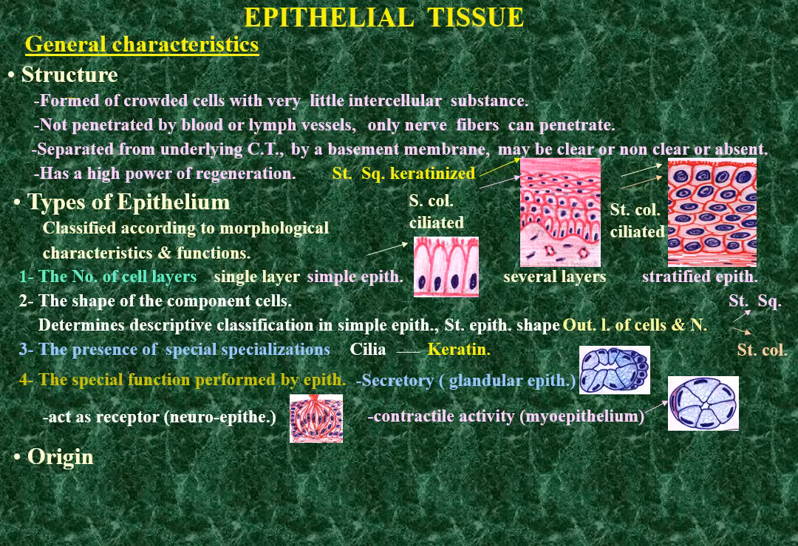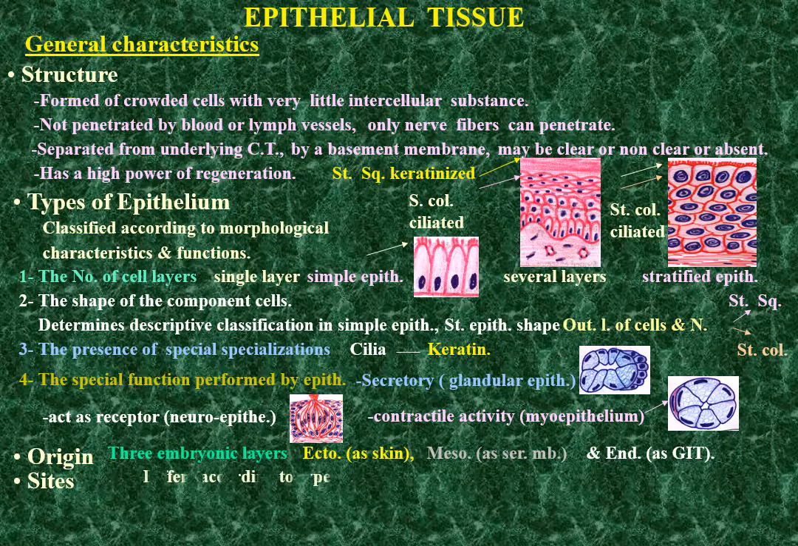Origin. Epithelial tissue is derived from the three embryonic layers, so it may be ectodermal as in skin, mesodermal as in serous membranes, or endodermal as the epithelium lining the GIT, gastrointestinal tract. Sites. The site of the epithelium differs according to the type and function performed by the epithelium. For example, simple epithelium is present in the lung alveoli. Glandular epithelium is present in the different glands.